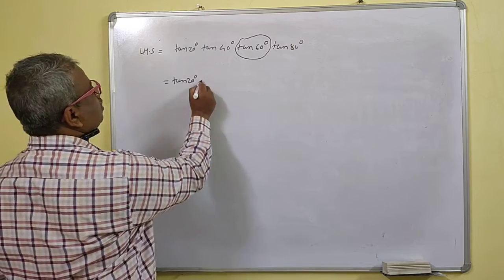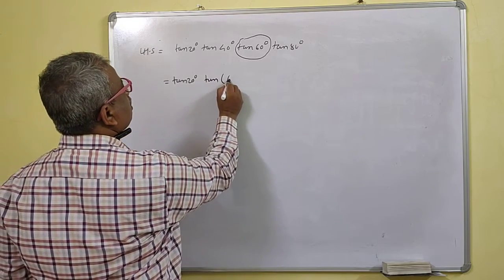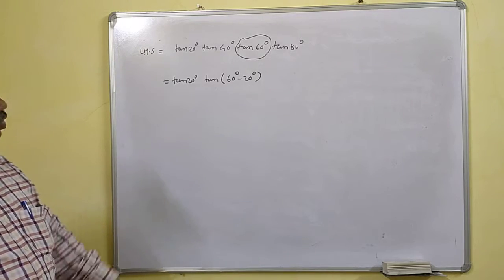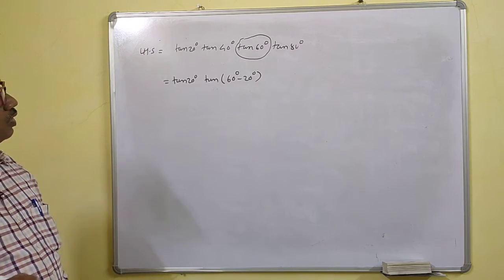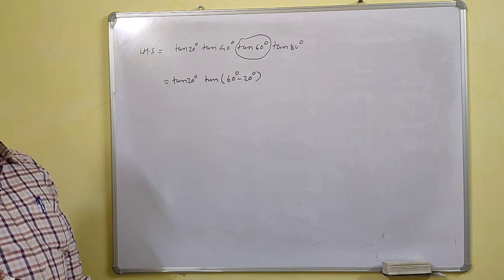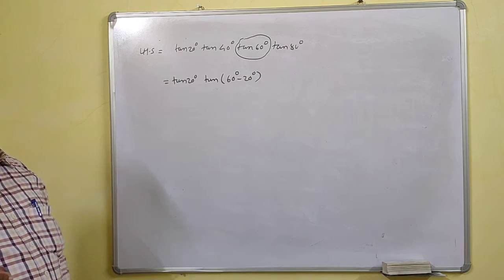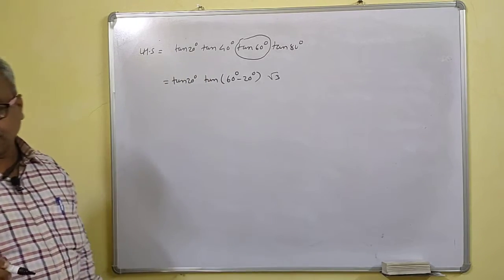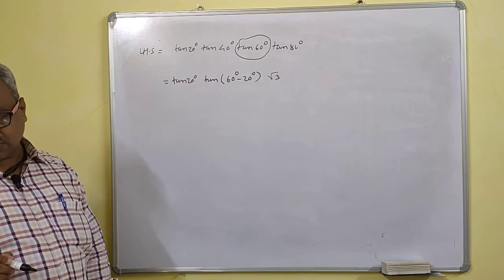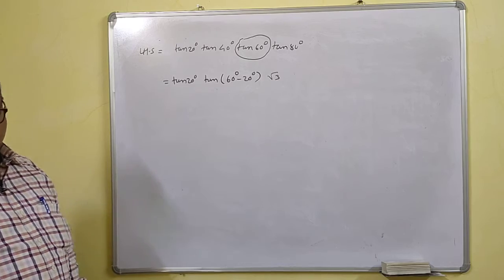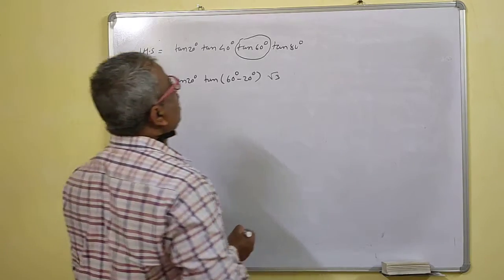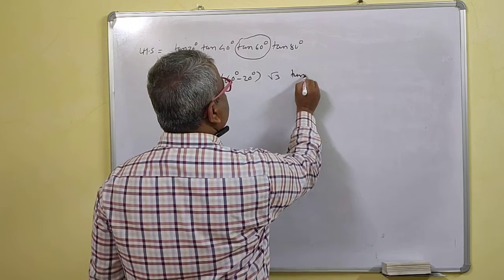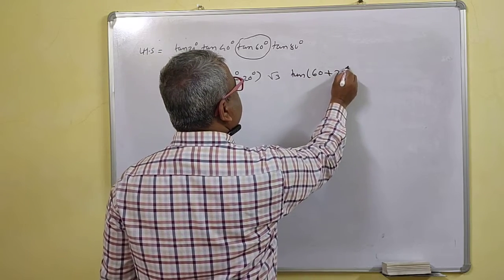So tan 40, I can write this as tan of 60 degree minus 20 degree. And tan 60 degree is root 3. Okay? Only root 3, not root 3 by 2. Root 3 by 2 is sin 60. Root 3 by 2 upon a half is root 3. Now tan 80 degree. How can we write 80 degree? 60 plus 20. Tan of 60 plus 20 degree.